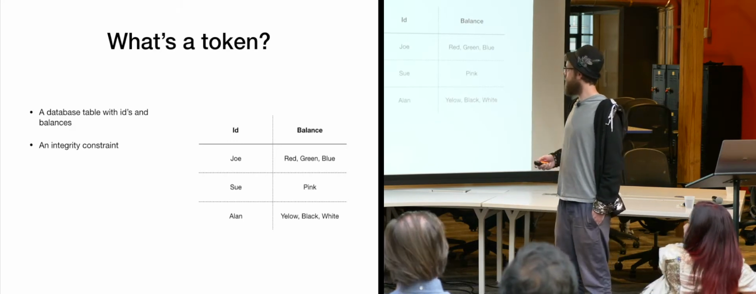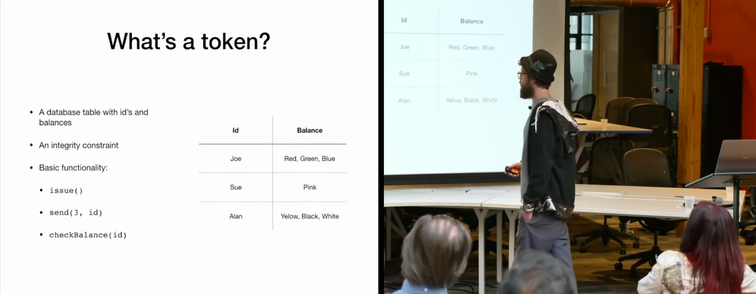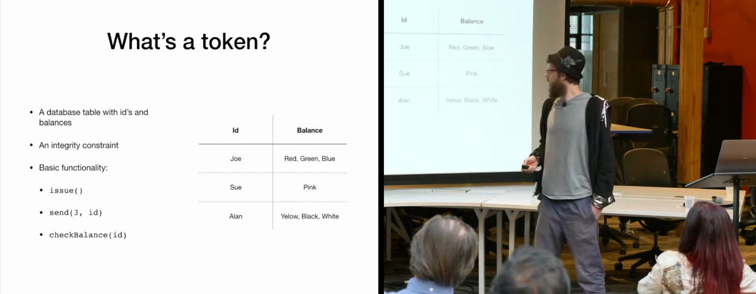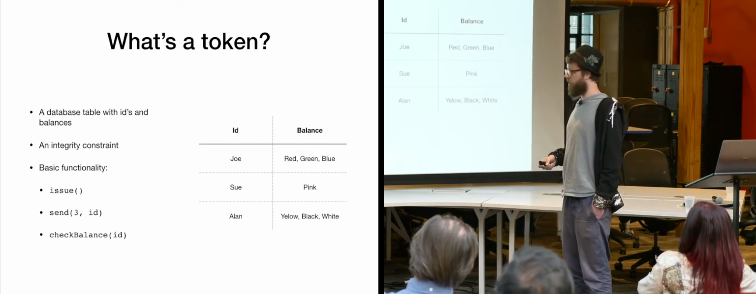So this is just a data structure, but the question is also what we can do with tokens. There are three basic operations here. I can issue a new token, I can send a token to a different user and specify a quantity there, and I can check the balance of a user.